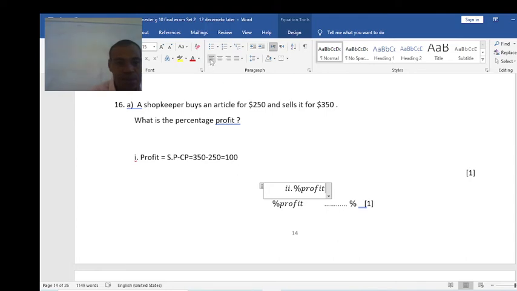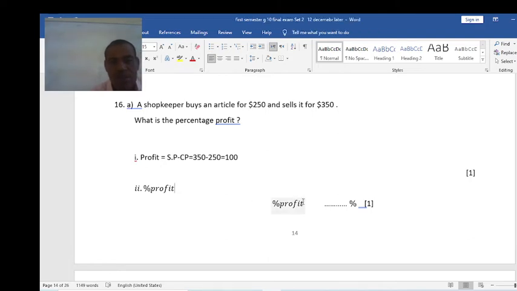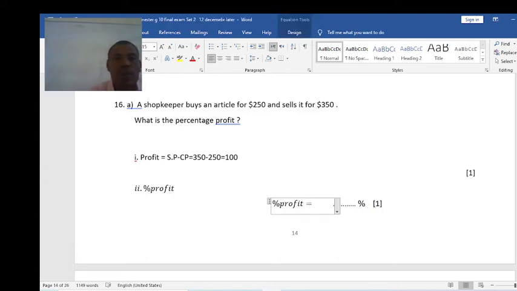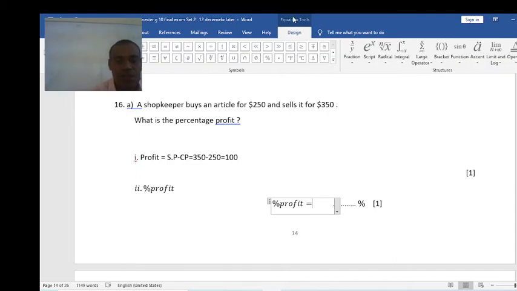Now this I will put here. Now my learners, to find the profit percentage, I will use the formula, with the fraction symbol. I will make the profit, which is 100, divided by 250, multiplied by 100, which is equal to 40%. Clear?